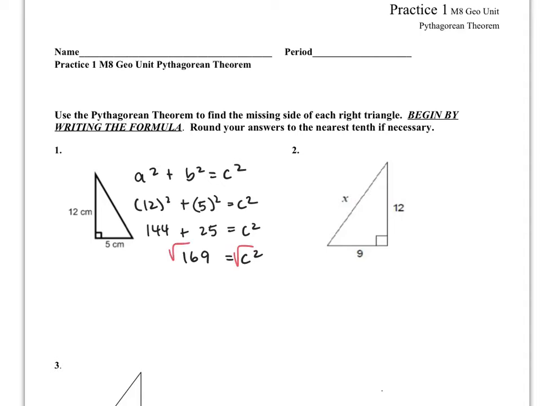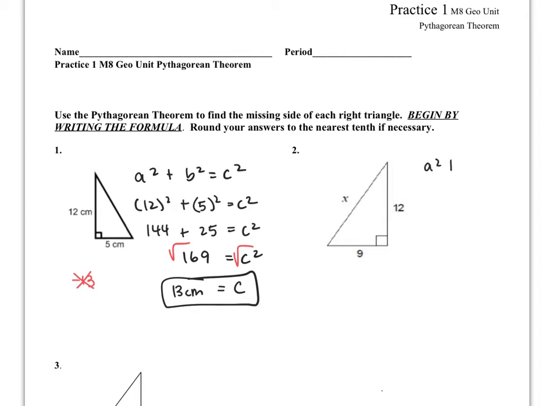And then to get c by itself, I'm going to do the inverse of squaring, which is square rooting. The number times itself that would be 169 is 13 centimeters. Now don't forget that there's another number times itself that would also equal 169, which would be negative 13. But we're going to ignore it since we're talking about a distance, and distance can't be negative.